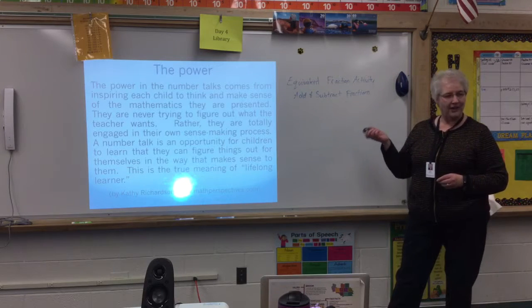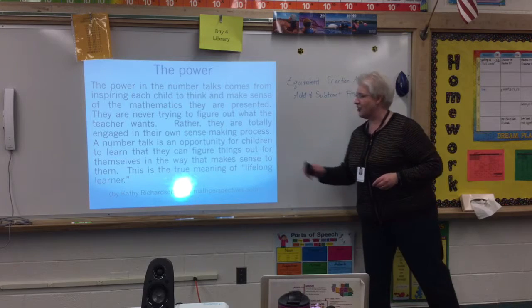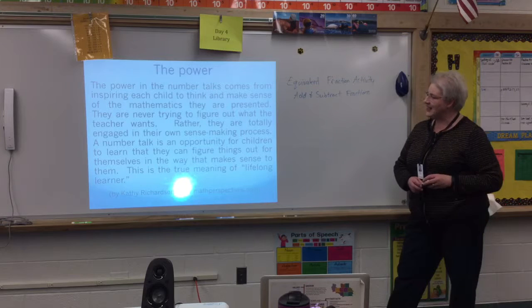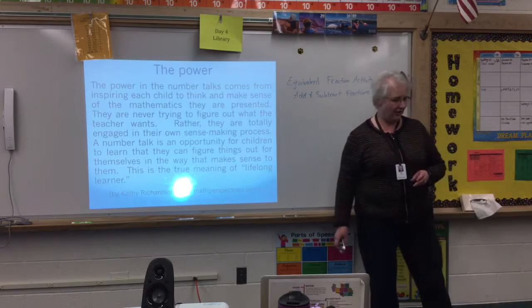Folks, your power in number talks. This is a quote from Kathy Richardson. She's on Math Perspectives, and it's great. The power in the number talks comes from inspiring each child to think and make sense of the mathematics they are presented. They are never trying to figure out what the teacher wants. Rather, they are totally engaged in their own sense-making process. A number talk is an opportunity for children to learn that they can figure things out for themselves in the way that makes sense to them. That's the true meaning of a lifelong learner.